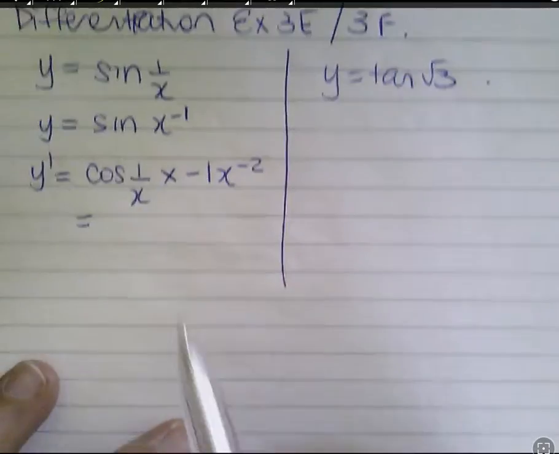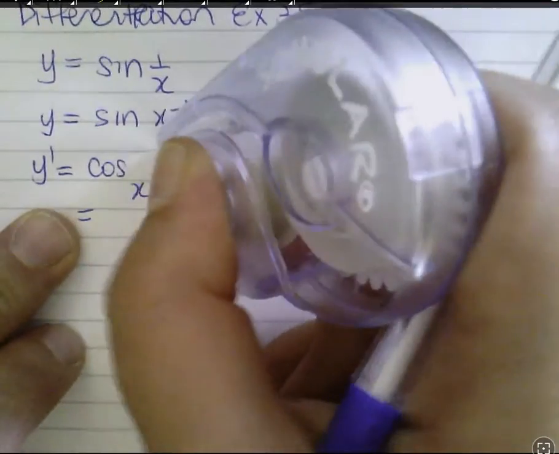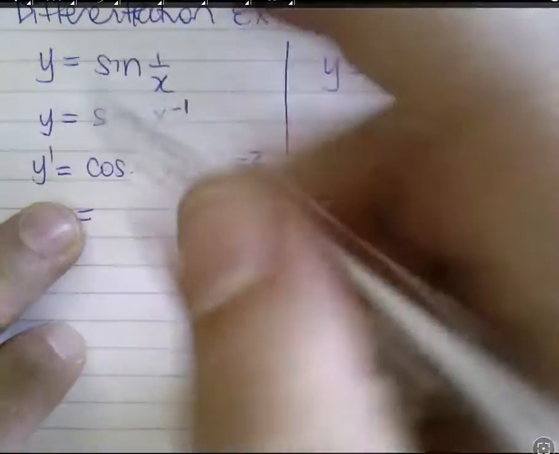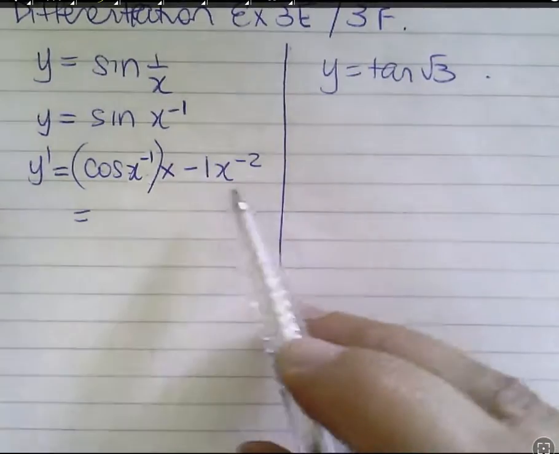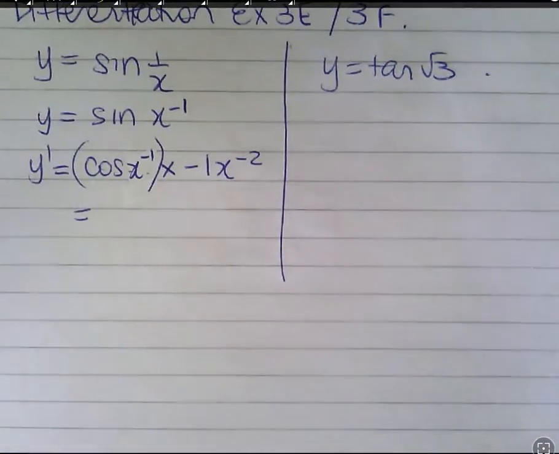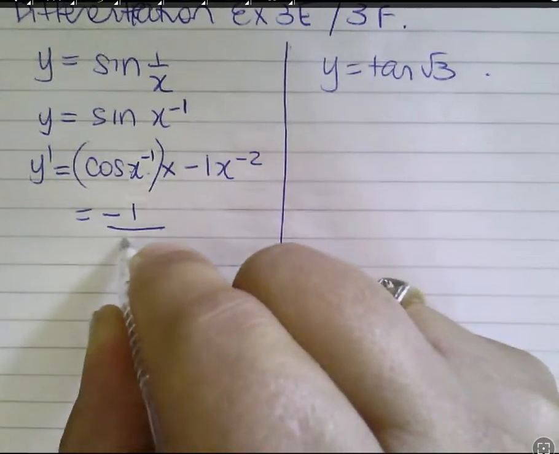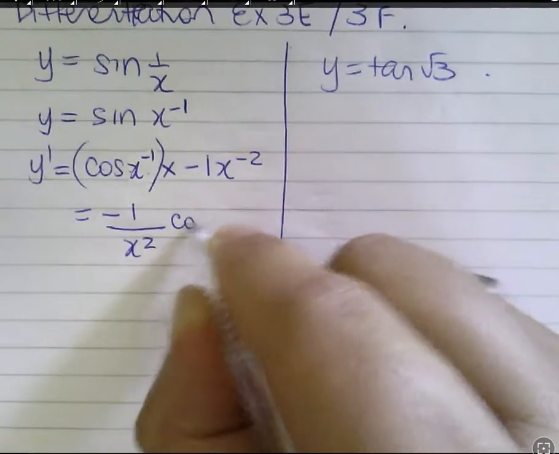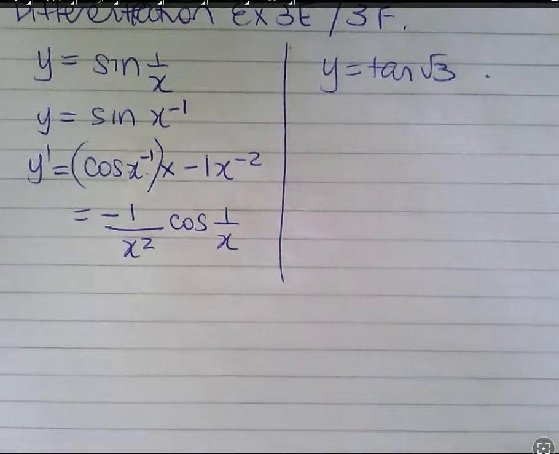So therefore, is this okay that I wrote that as cos 1 on x? I can write it as cos x to the negative 1 if you want. Cos of x to the negative 1 times negative 1 x to the negative 2. What's this going to be? Negative 1 over x squared cos of 1 on x. Are we okay with that?